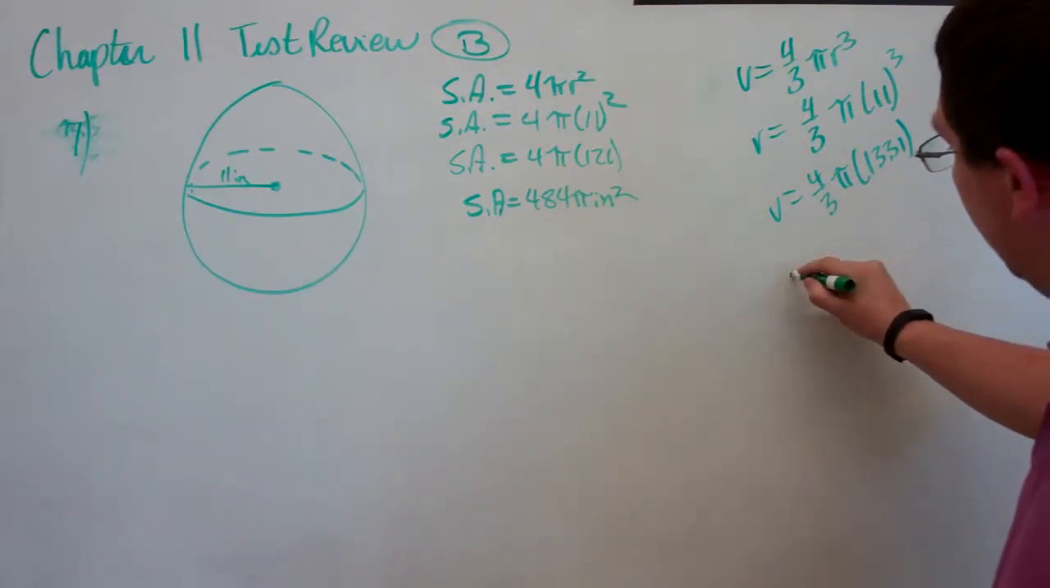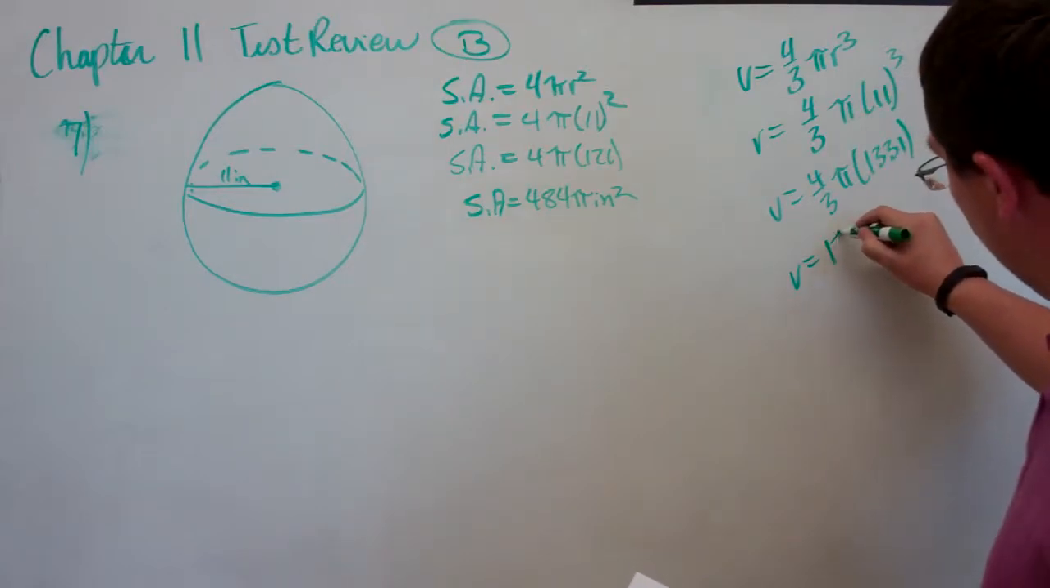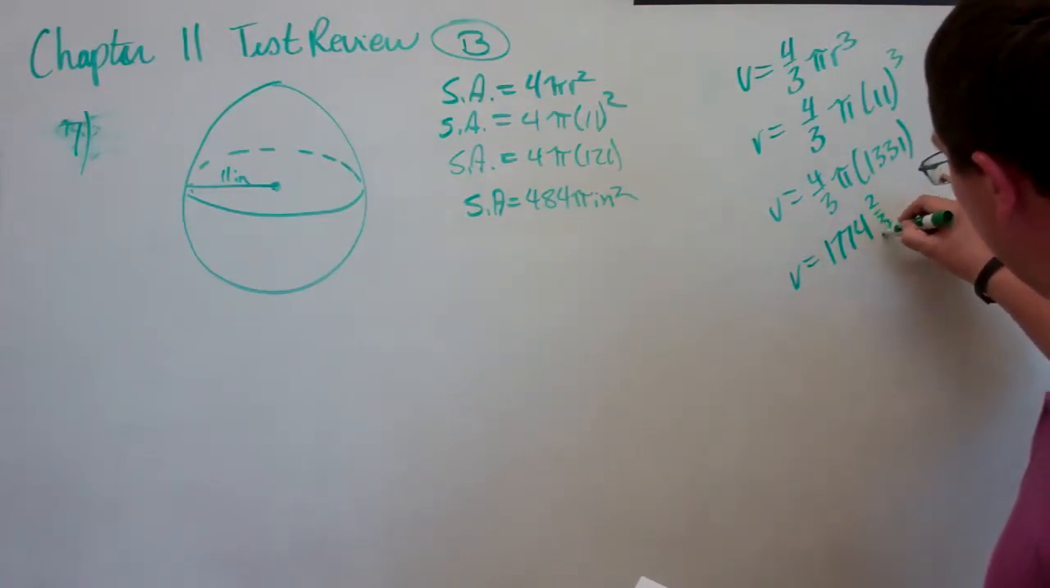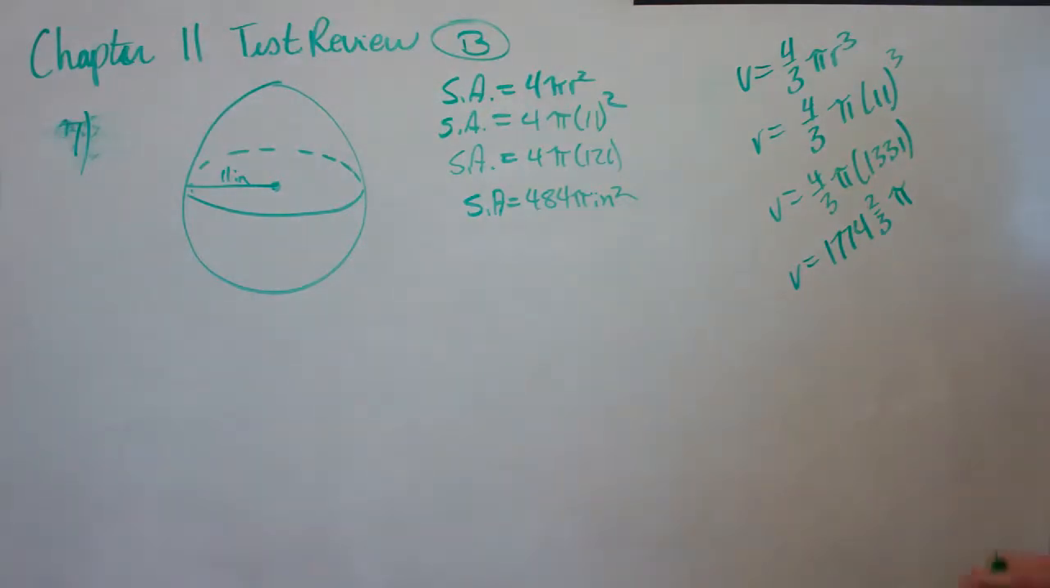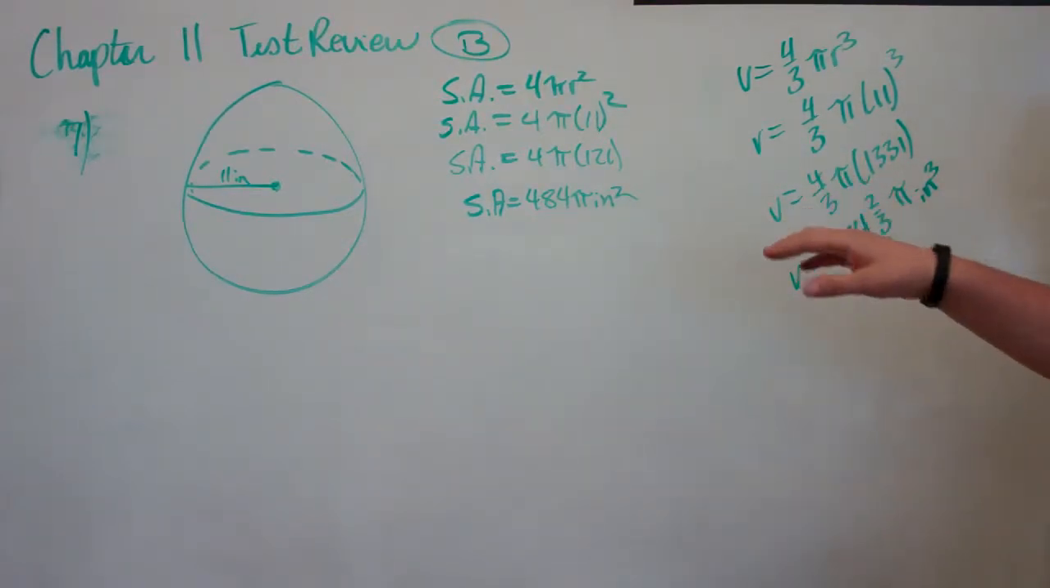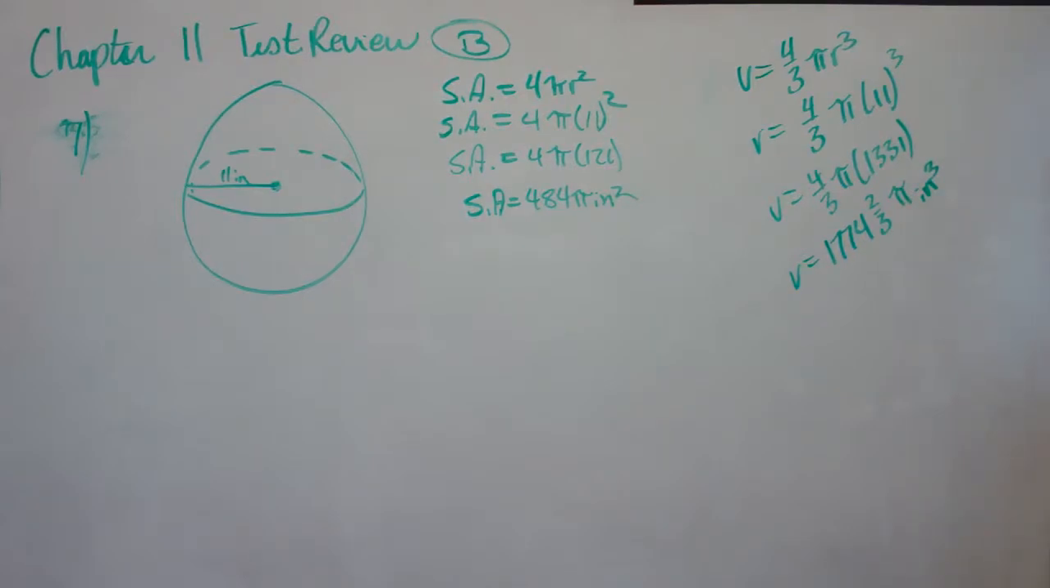So now you simply plug this in. You multiply this by this, and you're going to get 1774 2/3 pi. Just take 4/3, multiply it by 1331. Remember, you could always just do 1331 times 4, hit enter, get that number, divide it by 3, and you should come up with 1774 2/3 pi inches cubed. Because remember, we're on volume now. This is the volume, that was the surface area.